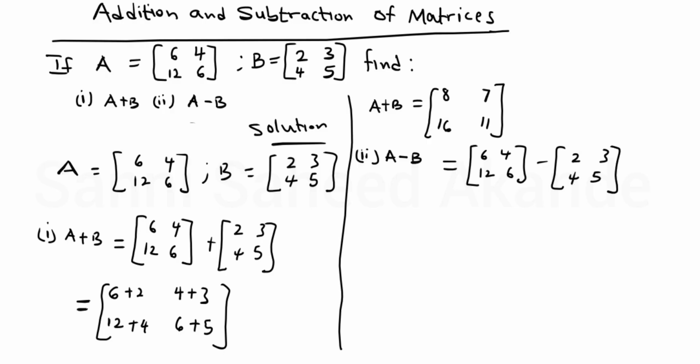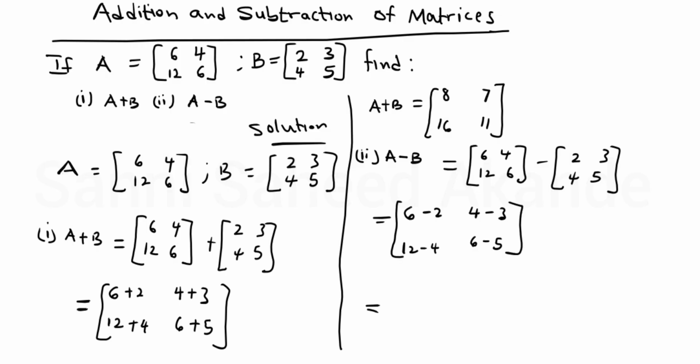So alright, we pick this 6 minus this 2, this 4 minus this 3, just like we did the addition. The only thing that is different here is the sign. So we have 6 minus 2, then 4 minus 3, then we have 12 minus 4, and 6 minus 5. So let's subtract these from each other.